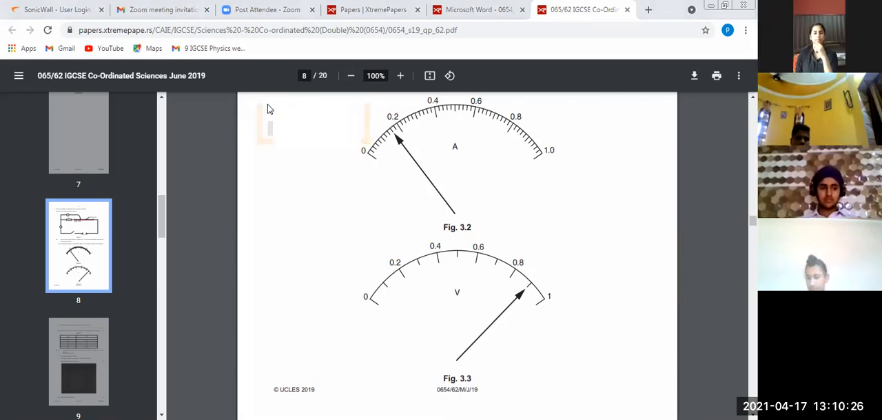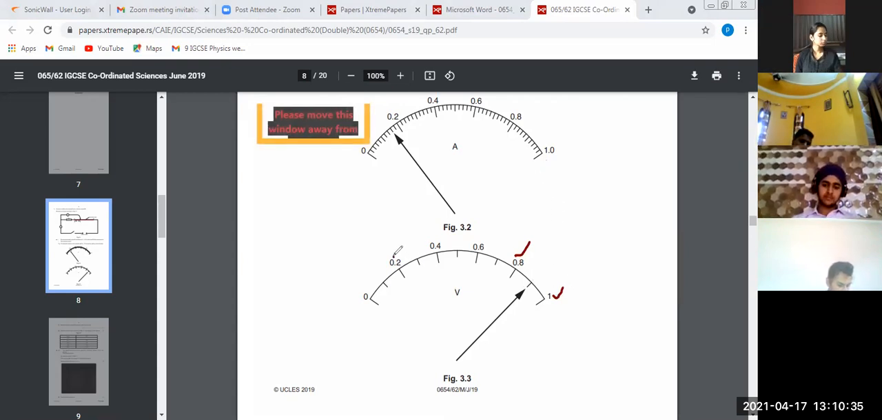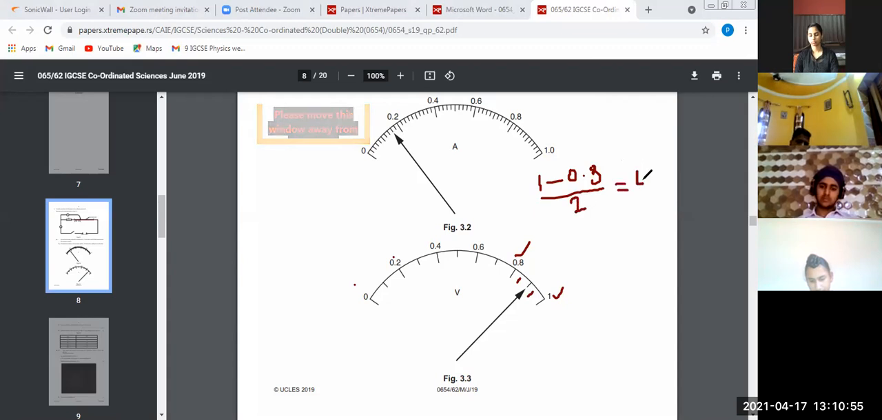The same method. See on which it lies. सबसे पहले least count निकालेंगे. You can have the least count from the first two also, or between any two, because the scale is going to be equally spaced at all the points. So upper minus lower, that is 1 minus 0.8, divided by the number of gaps in between. So this is 1 and 2, 2 gaps, that is 0.2 over 2. That is 0.1.